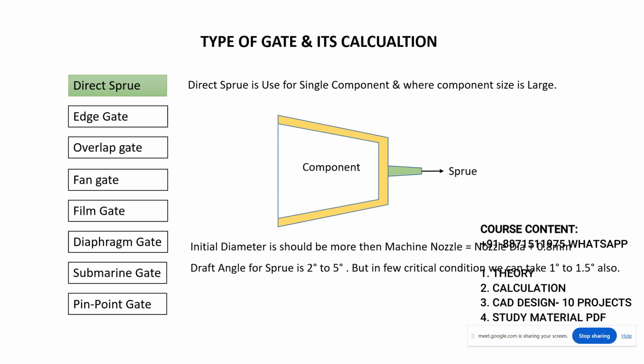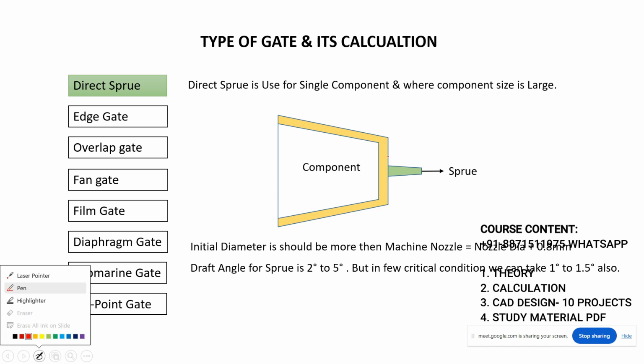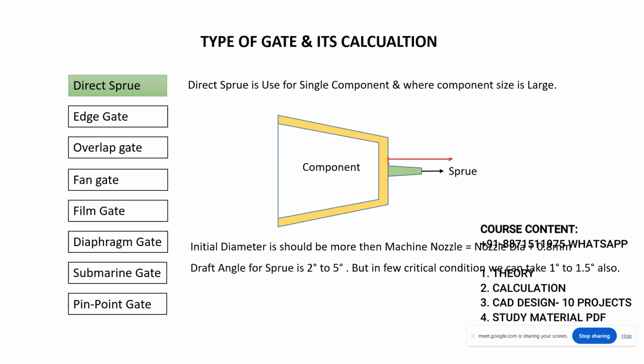But for example, if the sprue length is large, like this, here for example the sprue length is about 30 mm, but if the sprue length is about 70 mm here, or more than 40 mm, then in this type of critical condition we should take 1 degree to 1.5 degrees also.